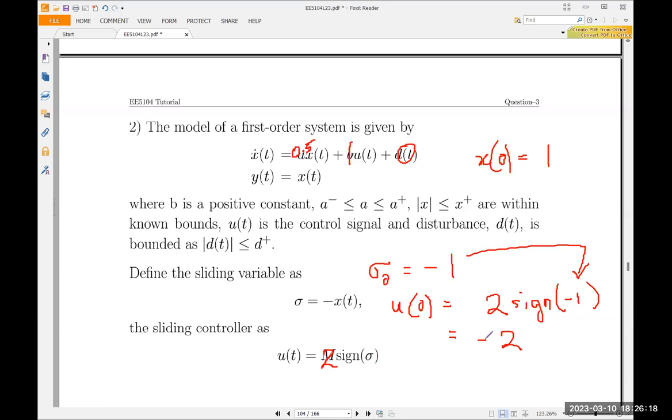So let us now start to do the maths. The first thing you do to solve this, you can use Laplace to solve this. All right, you use Laplace to solve this. Let's look at the solution.